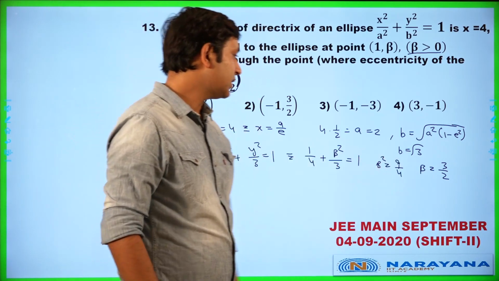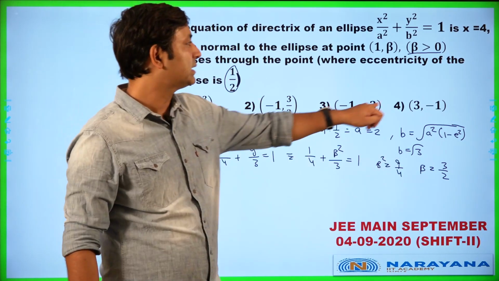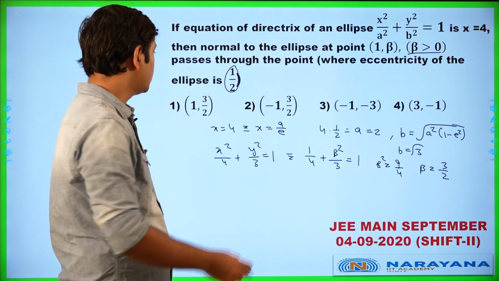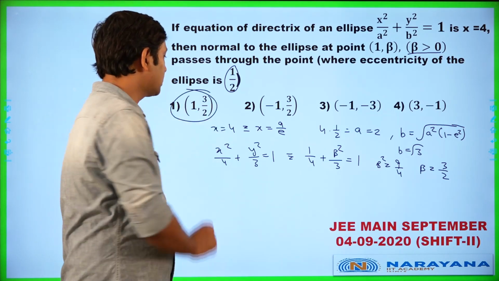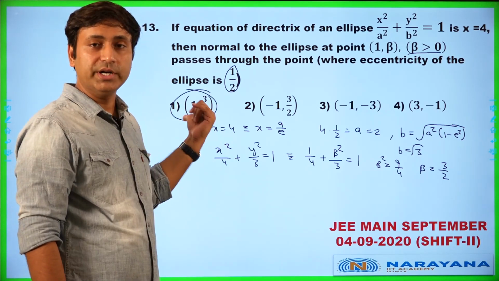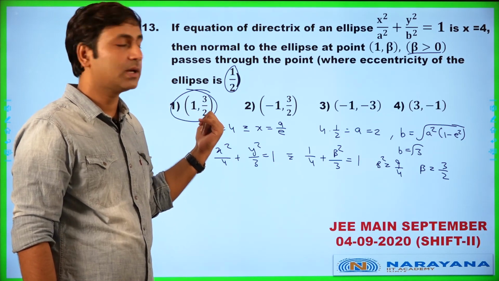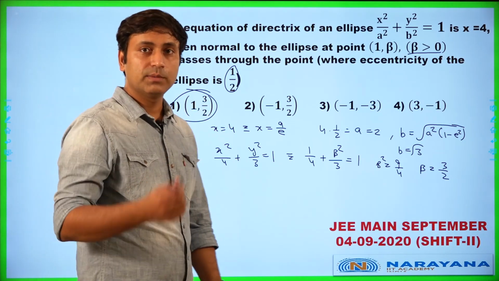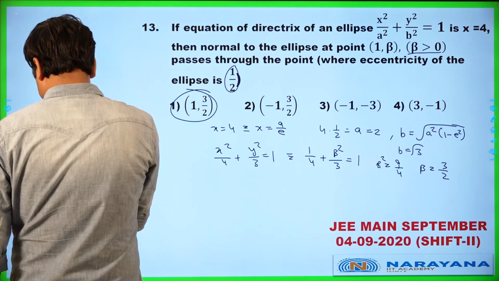Finding the normal at that point and checking which of the following the normal passes through, we already know that the normal will pass through 1 comma 3 by 2. That is the point at which we are writing the normal. We'll mark that option. We'll move on to the next question.